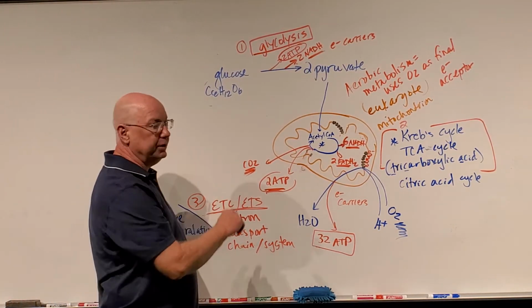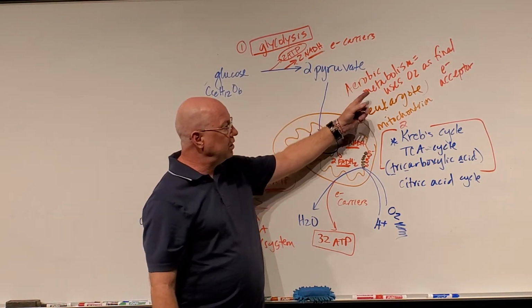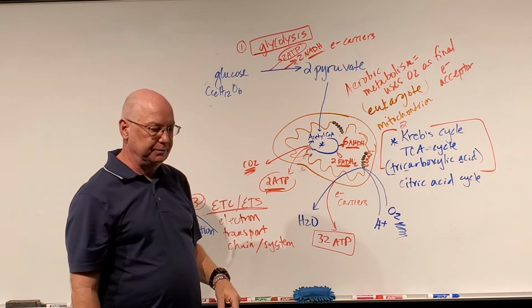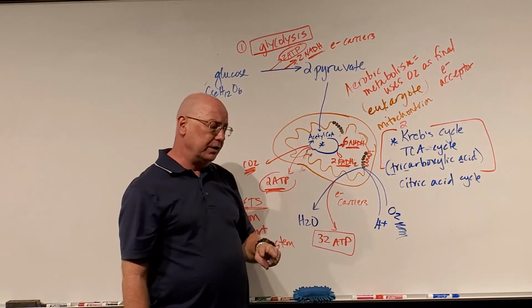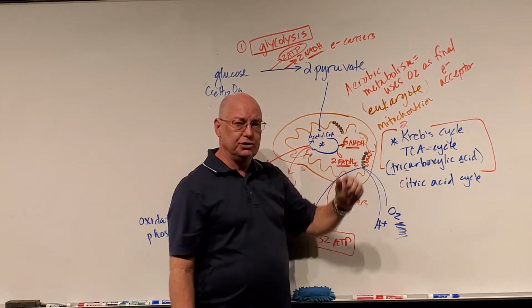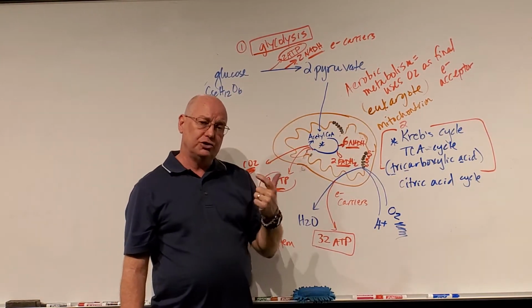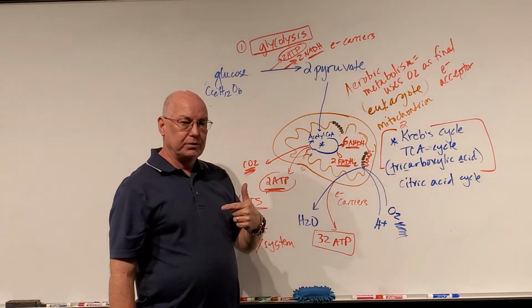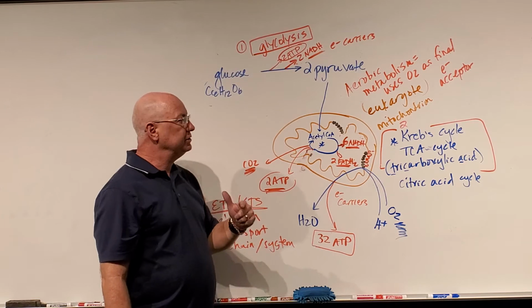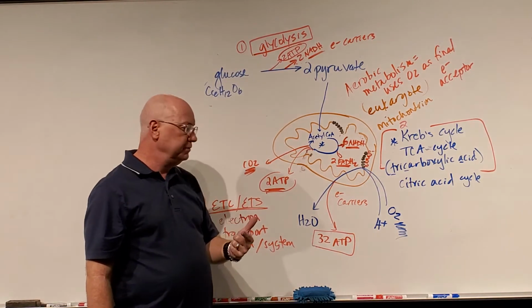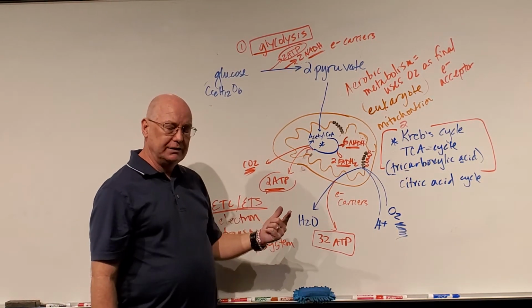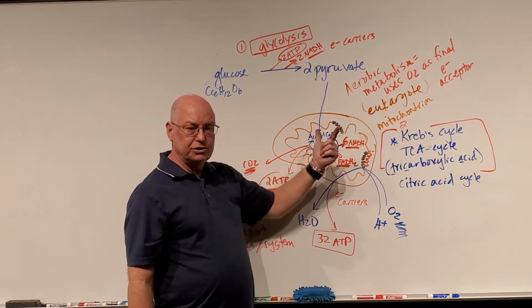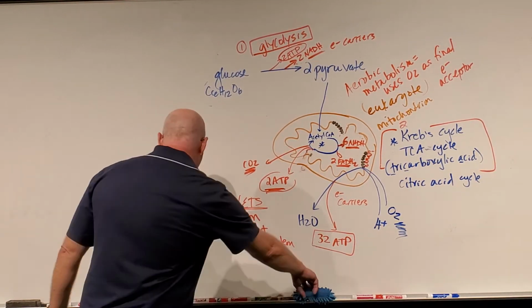Now that's called aerobic metabolism because it requires oxygen as the final electron acceptor. There are some organisms that don't use oxygen. They can use nitrogen or sulfur, and that would be called anaerobic metabolism, but we can still get a lot more ATP out. We just don't use oxygen. We'll talk about that in the future.